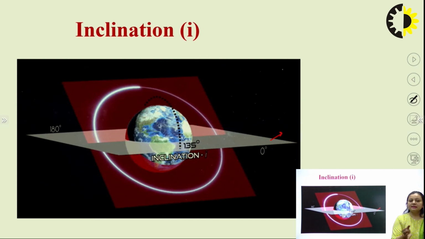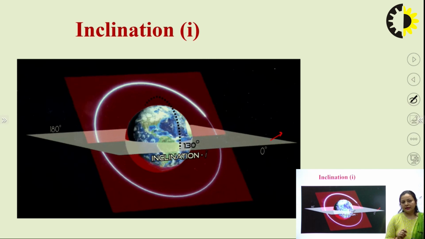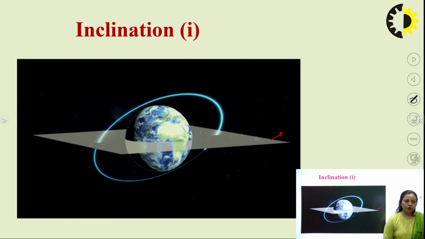In this, now it has tilted, the direction is reversed now. So if it is moving in the opposite direction, we call it a retrograde, that is, an indirect orbit. And when it is covering the north and the south poles, we call it a polar orbit.